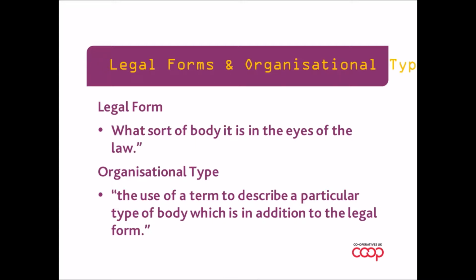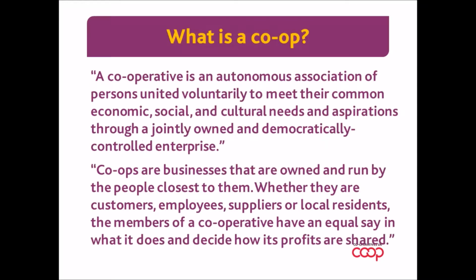The second term is organisational type. This is the use of a term to describe a particular type of body, in addition to the legal form. It's a descriptive term and is often used in marketing to say that an organisation is a particular type of entity. For example, social enterprise is an organisational type. That social enterprise may have a legal form that's a company limited by guarantee, a cooperative society or an LLP. So you usually find that a legal form also has an organisational type that is used in everyday speak to describe the organisation. This brings me on nicely to what is a co-op.